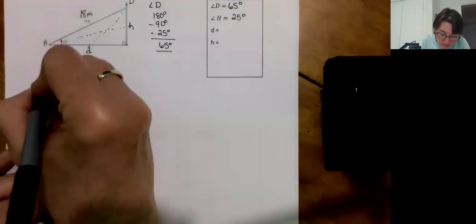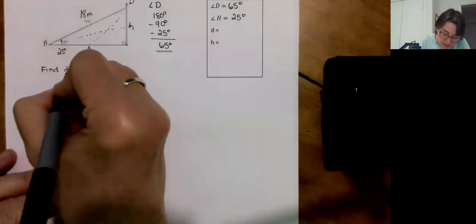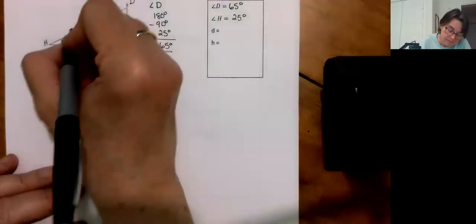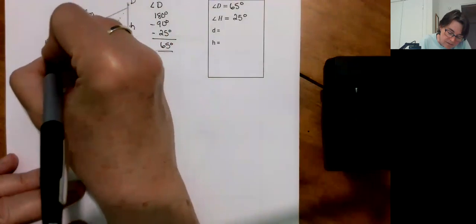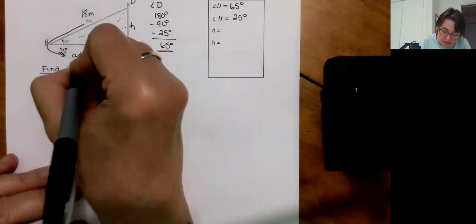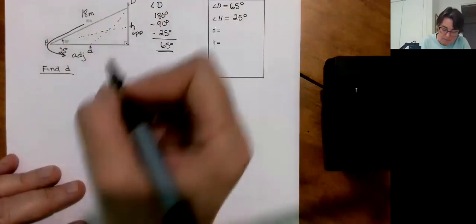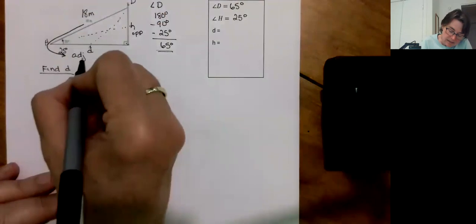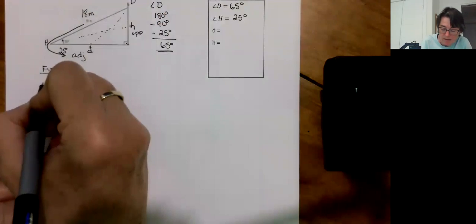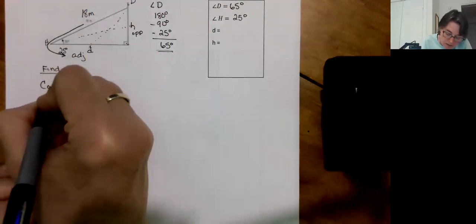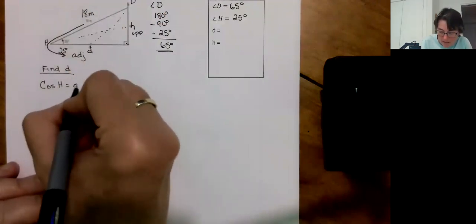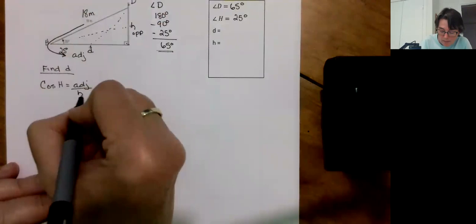So let's go find little d. From this angle that we know, so we go around the 25 because that's the angle that we know. That makes this adjacent, that makes this opposite. So I have my hypotenuse and I want to find adjacent. So hypotenuse and adjacent is cos. So cos, and this is angle H, is adjacent over hypotenuse.